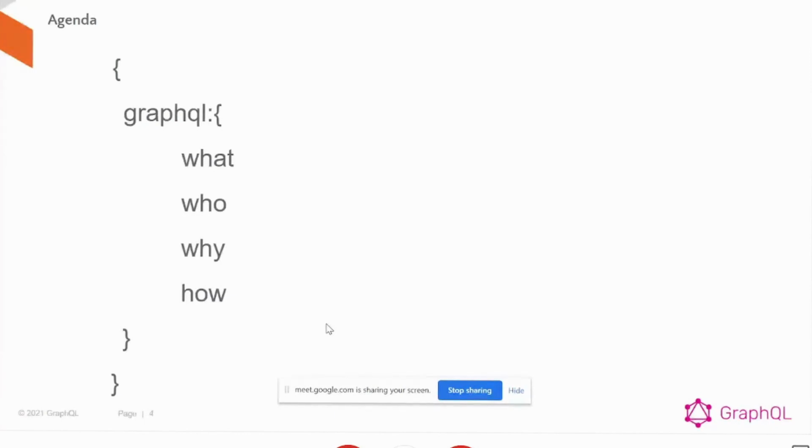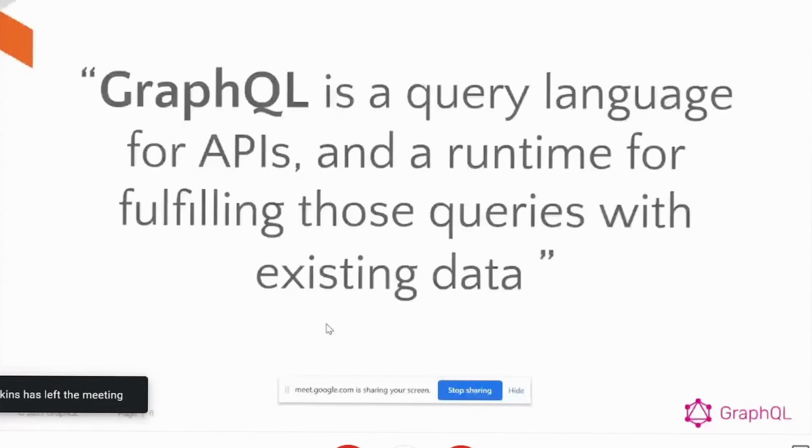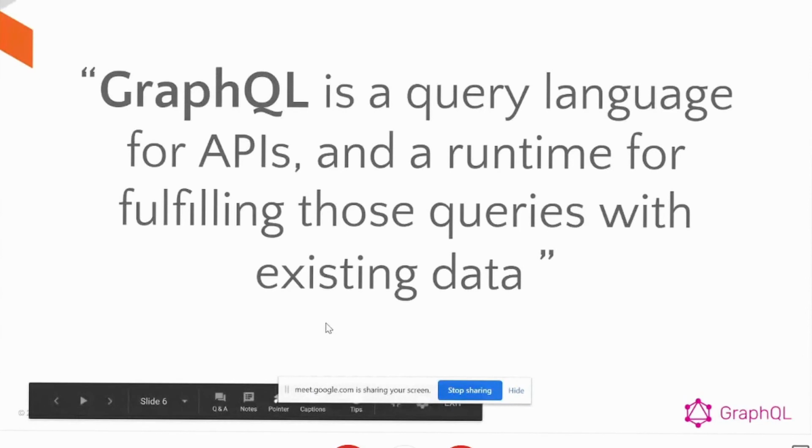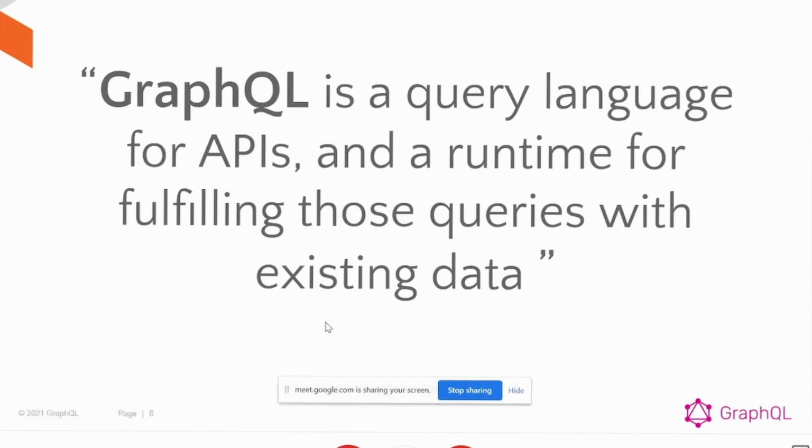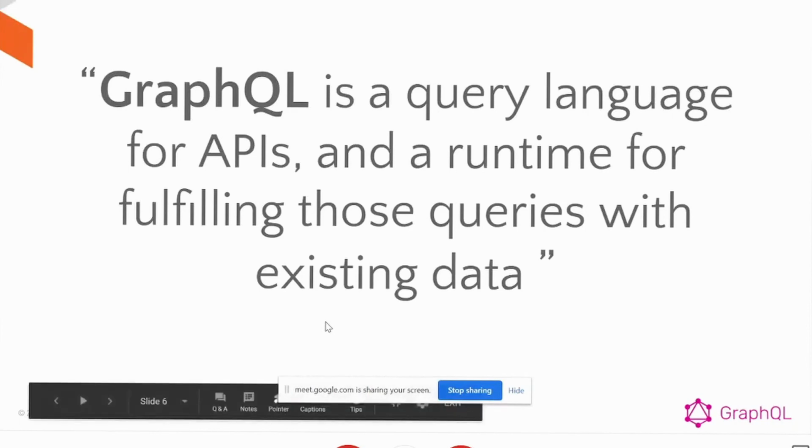So what is GraphQL? GraphQL is an infrastructure query language for APIs, and a runtime for fulfilling queries with existing data. By queries, generally we use the word query in SQL. Queries are nothing but fetching from the database, SQL queries and all those things. So here also GraphQL uses the same thing. It's fetching the required data from the APIs. We'll go deeper in the upcoming slides.